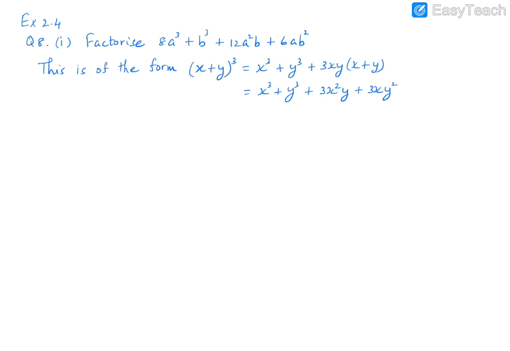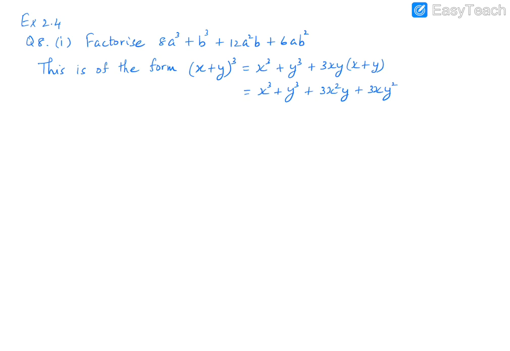So it's x plus y the whole cube. We get it as x cubed plus y cubed plus 3x squared y. So in place of x squared y, we have a squared b, and in place of xy squared, we have ab squared. Okay, so we need to express this expression in the same form as the identity, and then we will figure out what is in place of x and what is in place of y, and then we will be able to represent it in this form to get the factors.